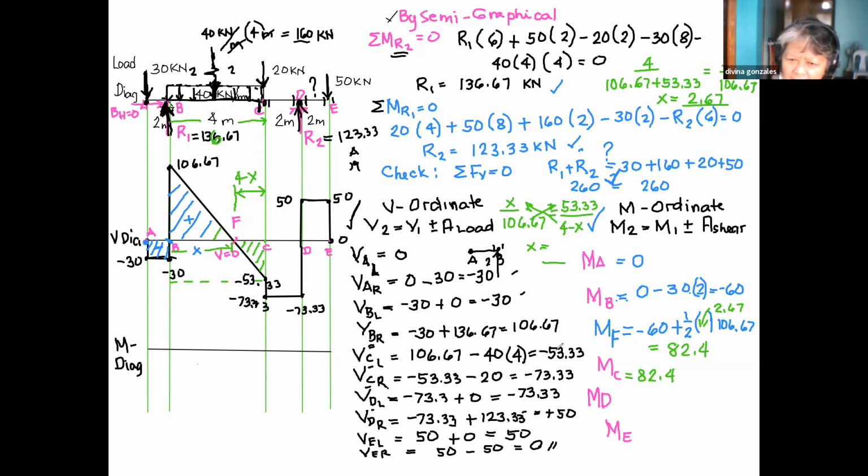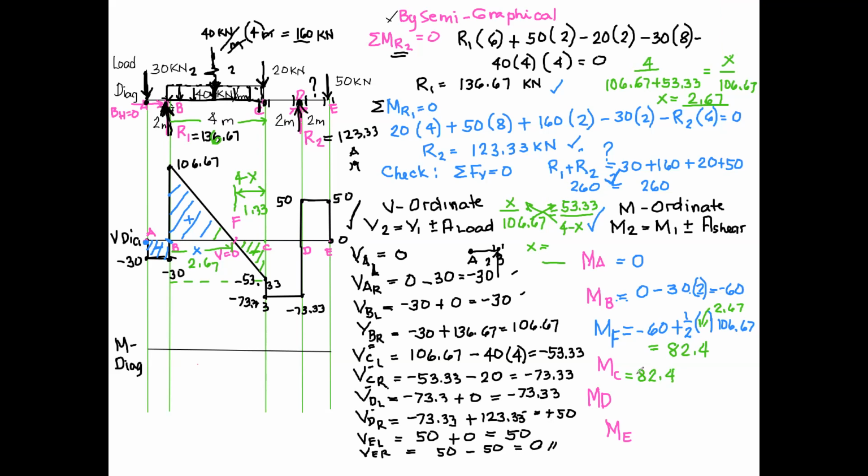Then at C, I have to consider this. If x is 2.67, this is what we said, 2.67, what could this distance be? 4 minus x. 1.33, right? Okay, 1.33. Now, Dolendo, will you give me the moment at C? The moment at C is the moment at F, then minus what area? Because that is a negative area.